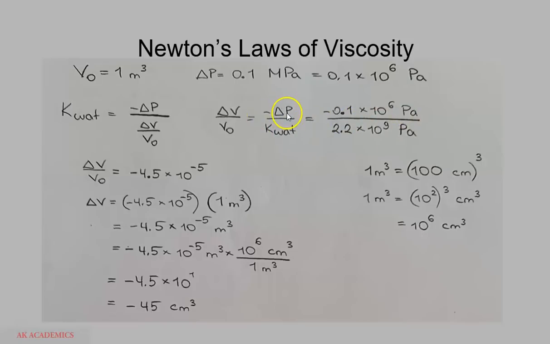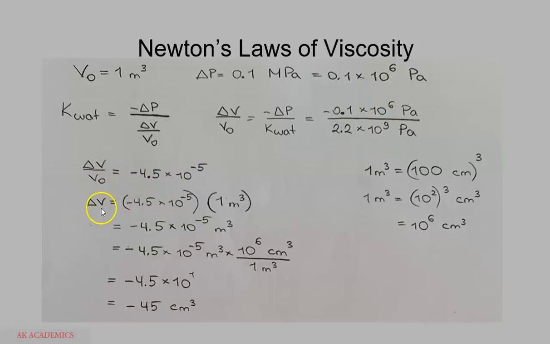We know that our change in pressure as given in the question is 0.1 times 10 raised to the power 6 pascal, divided by K water, which is the bulk modulus of elasticity as given in the question, 2.2 times 10 raised to the power 9 pascal. Mathematically speaking, this gives us minus 4.5 times 10 raised to the power minus 5. This minus is from the minus that we have here, and that's exactly why we have minus 4.5 times 10 raised to the power minus 5 after carrying out this division.